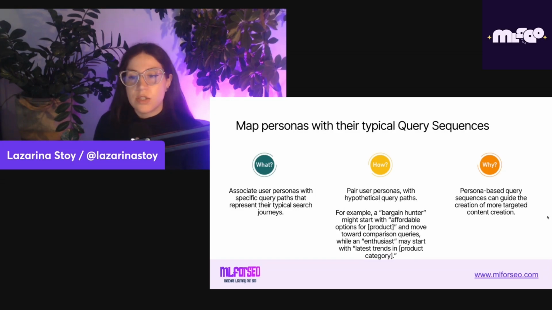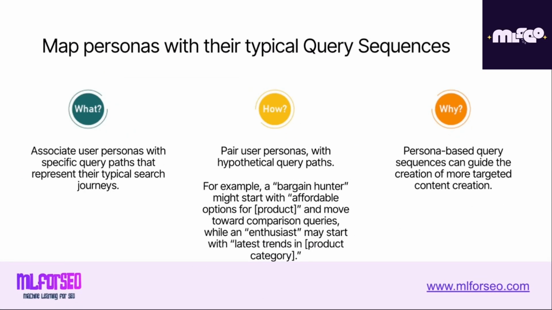And another thing that you can do would be to map personas with their typical query sequences. The aim here is to associate user personas with specific query paths that represent their typical search journeys. How you might go about doing this is to pair user personas with hypothetical query sequences. For example, if you have someone that is a bargain hunter persona, they might start with affordable options for, and then reference the product that they're searching for, and then move towards comparison queries like product versus product, while someone that is an early adopter or tech enthusiast might start with the latest trends in product category.